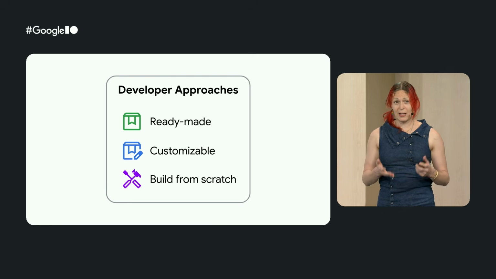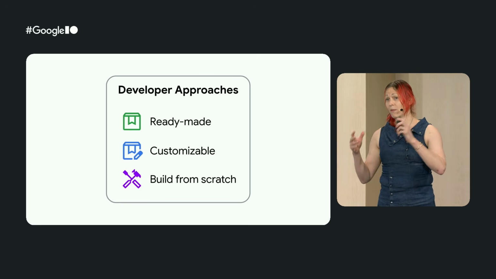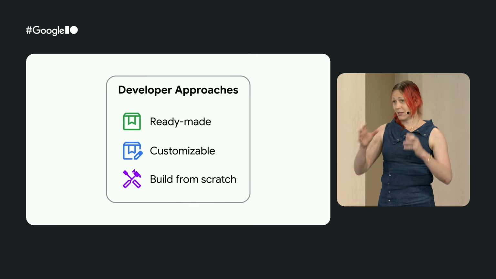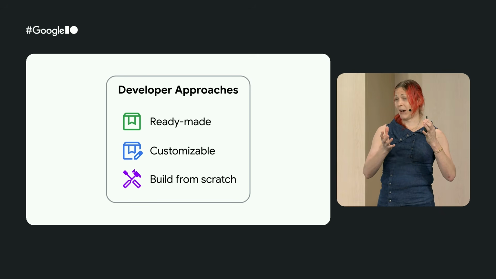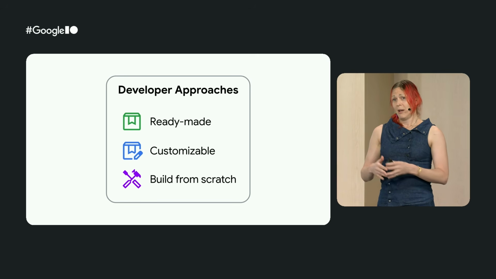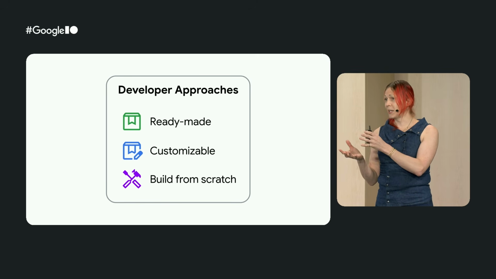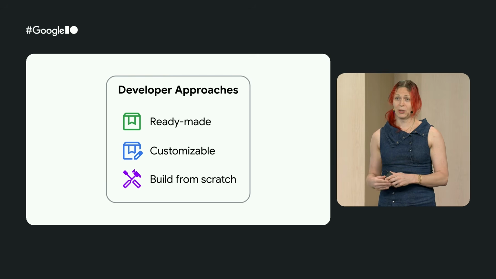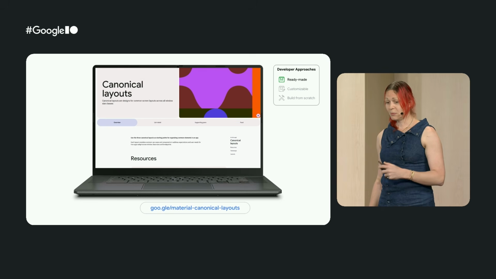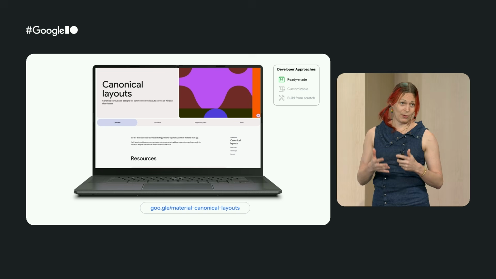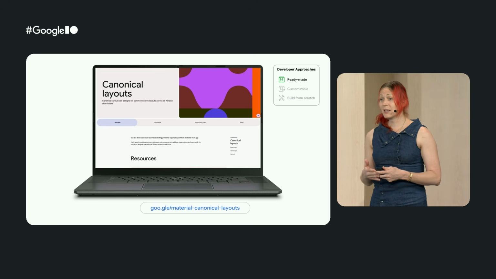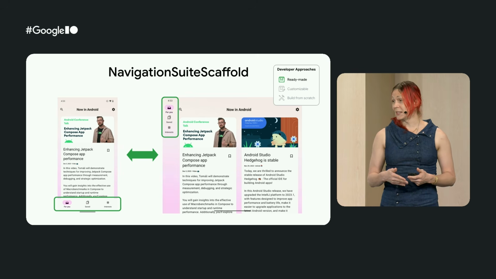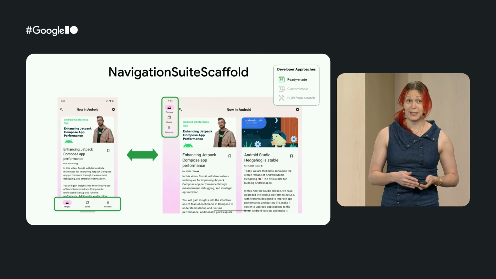And we know that not every developer has the same needs, and so we have options for how you approach different pieces of your UI. Sometimes you might want this piece of your UI to have an out-of-the-box solution that just works. Maybe you want something that has a basic implementation, but you want to customize it. And finally, you might want to build some components right from scratch for a bespoke look. An example of those ready-made APIs is the Compose Material 3 adaptive library. It has 3 different adaptive layouts, including the navigation suite scaffold.